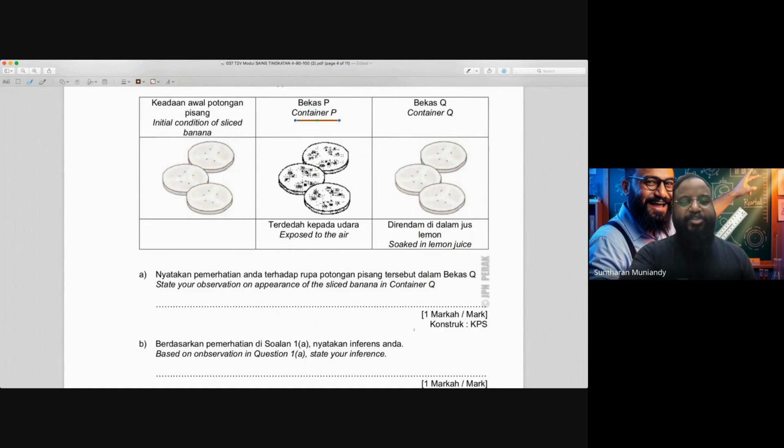So first one, they ask you to state your observation of the sliced banana in container Q.